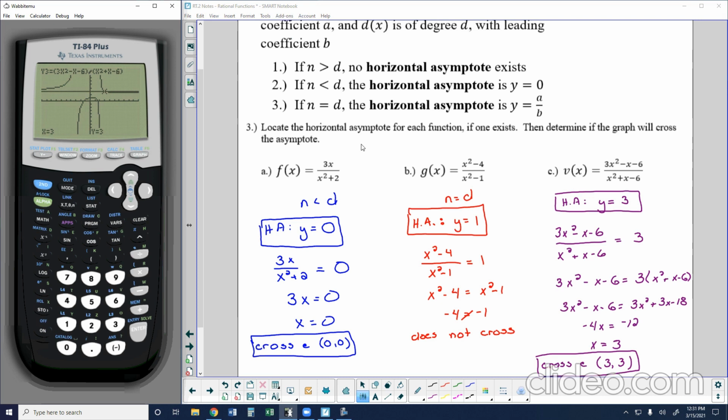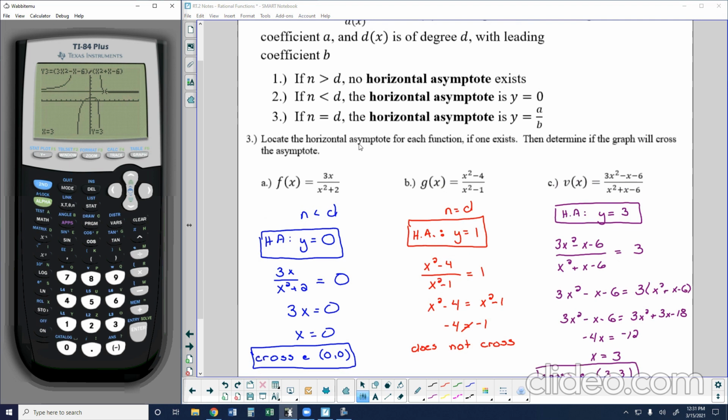Now what we didn't look at was an instance of the numerator having a degree that is greater than the denominator, where no horizontal asymptote would exist. This is something that occurs occasionally, but not something that we focus on in Algebra 2. It's more of a pre-calculus topic. So what we're really looking for is: is there a horizontal asymptote? If yes, then does it cross, and being able to find that algebraically.